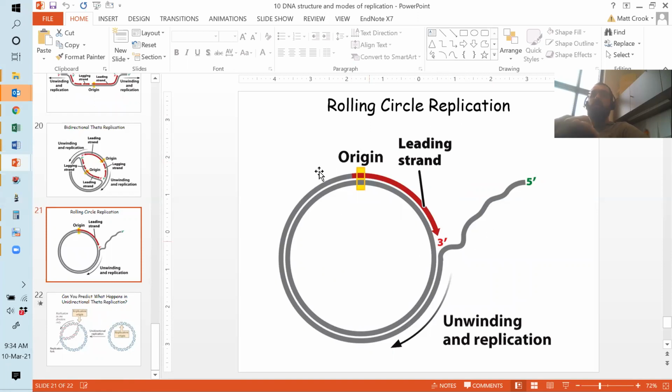So the strand which is synthesized in the direction of that replication fork movement is always called the leading strand. Let's type that up.